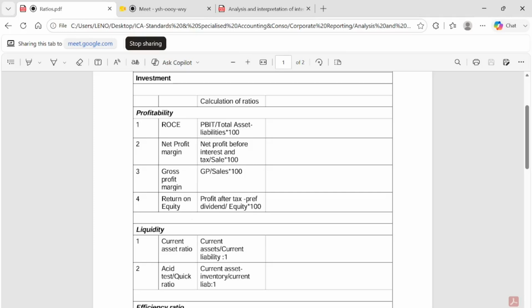Now let's look at return on equity. The gross profit margin, so the gross profit over the total sales, multiplied by 100, that gives you your gross profit margin. All right.